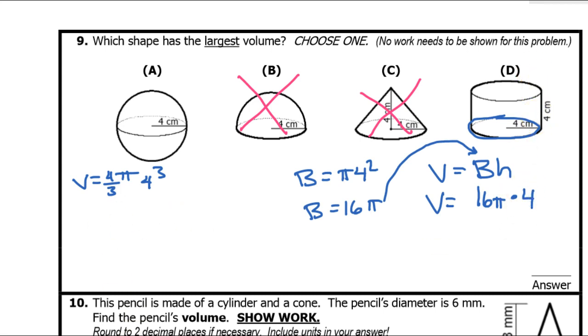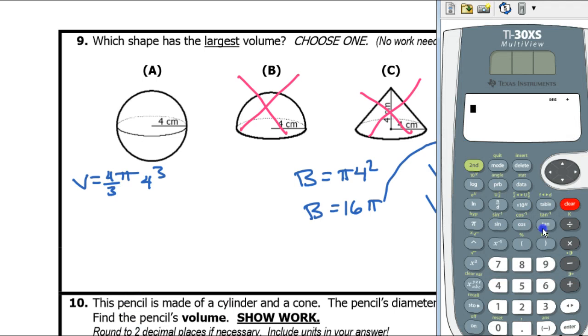Okay, so getting back to the volume of the sphere, that is 4/3 pi 4 cubed. I'm just going to use a decimal for easy comparison. So 268.08.